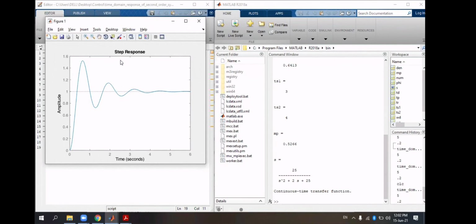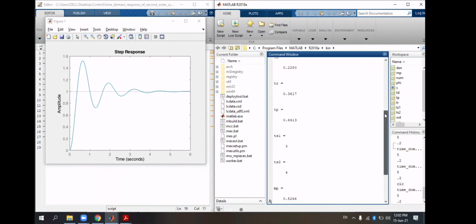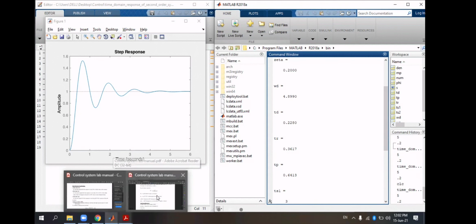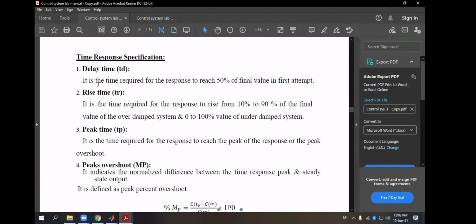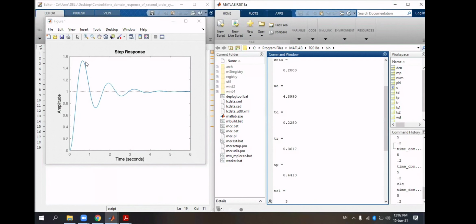Now we will see them one by one. First is the delay time. What is delay time? The time required for the response to reach 50% of its final value. Here our output is 1, so 50% of our output is 0.5, so it will come here.